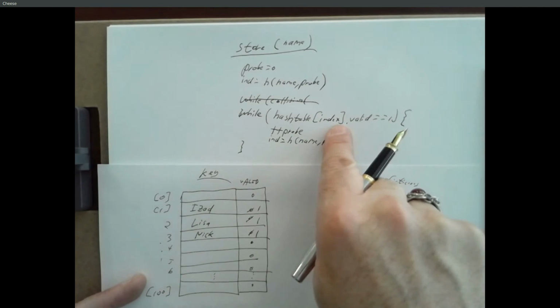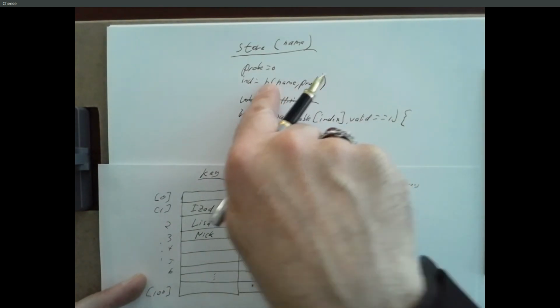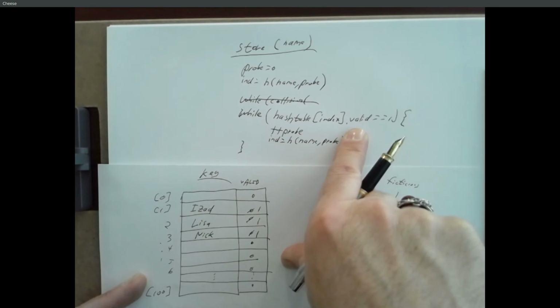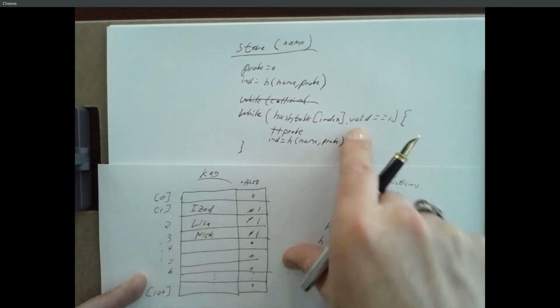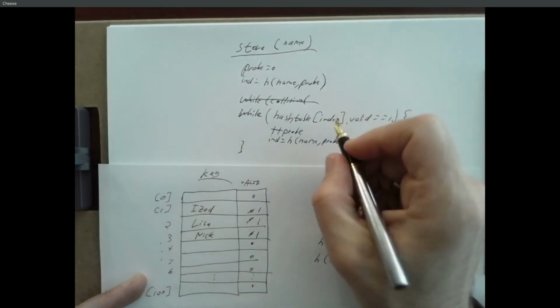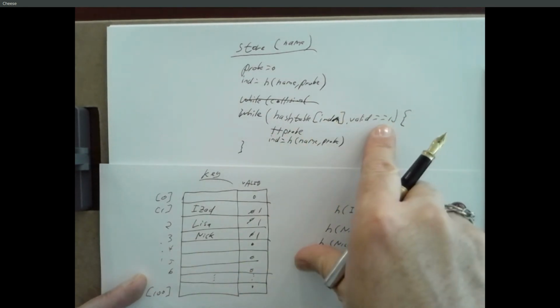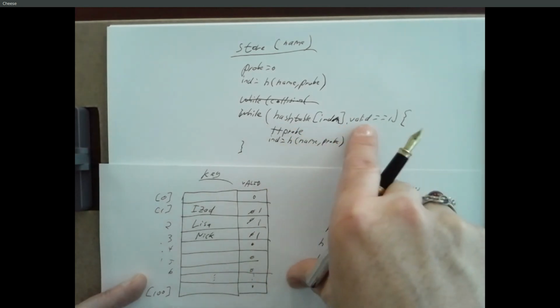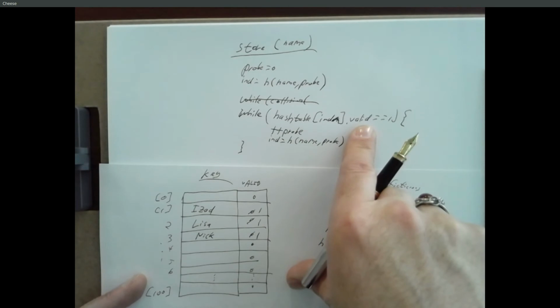So this is basically saying take the name, hash it into an index. If that entry in our hash table has the valid field set to 1, something's already there. Increase the probe, hash again. Now see if that entry's valid is set. If it is, increase the probe, hash again. See if that entry's valid flag is set. If it's not, we've got a place to store our name.